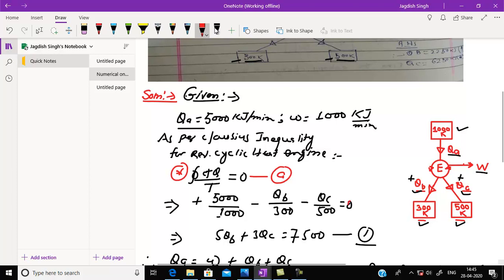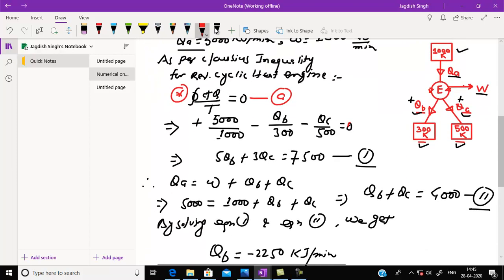After solving this equation, we will get 5 QB plus 3 QC is equal to 7500. Let us suppose this is equation number 1. Be careful in sign. Whenever heat is added to system, the sign will be positive. Whenever heat is rejected by the system, the sign will be negative. So we have assumed that this QB and QC amount of heat is rejected. Therefore, this minus sign will be there, right?